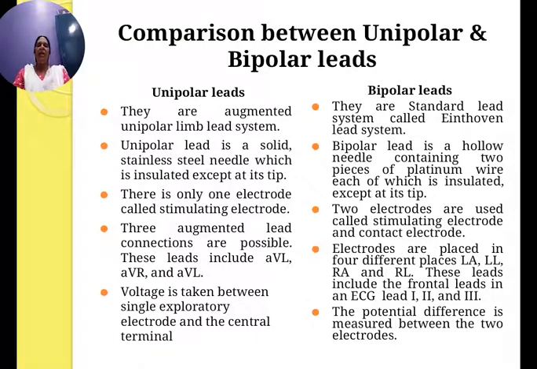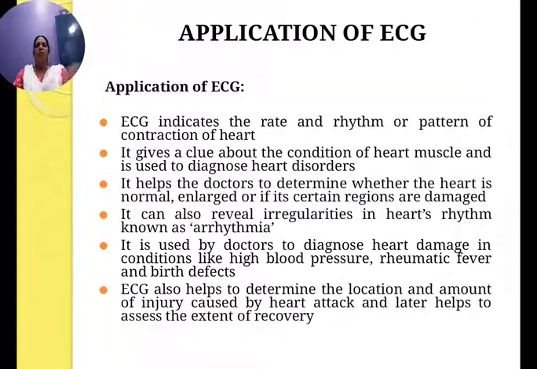Three augmented lead connections are possible, and these leads are AVL, AVR and AVF. Whereas in the bipolar lead configuration, electrodes are placed in four different locations: left arm, left leg, right arm and right leg. These leads include the frontal leads in an ECG: lead 1, lead 2 and lead 3 configuration. In the unipolar leads, voltage is taken between the single exploratory electrode and the central terminal, whereas in the bipolar leads, the potential difference is measured between the two electrodes.